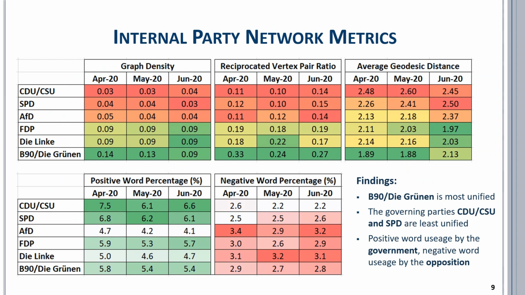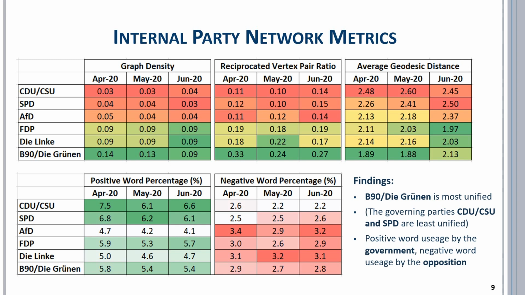Let's take a look now at the internal party network metrics to figure out internal network structures of the parties by considering graph density, reciprocated vertex pair ratio, and the average geodesic distance. Here we can also observe some recurring patterns. Graph density comparison may not be such a good indicator because of the different sizes of the governing and the opposition parties, but it's good enough to compare opposition parties because they're about the same size.